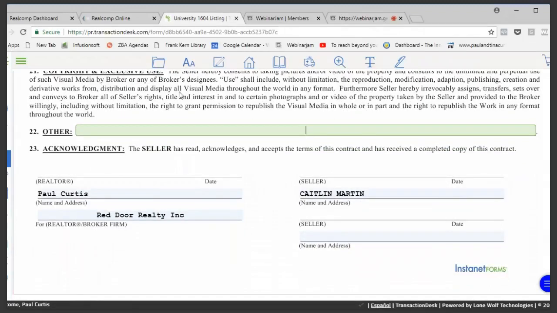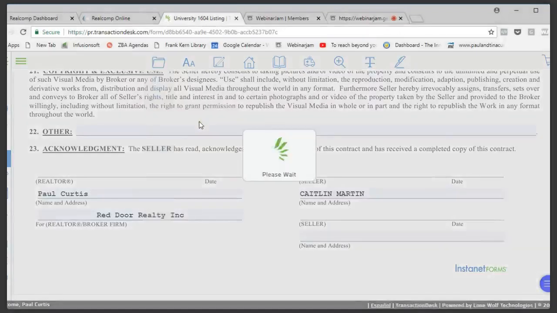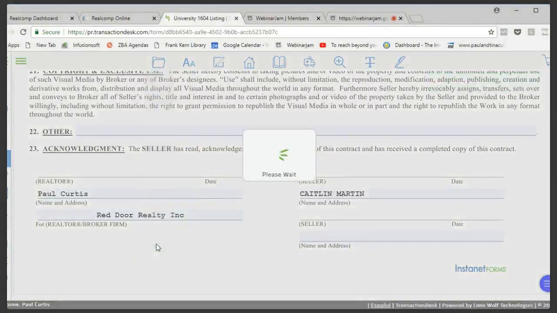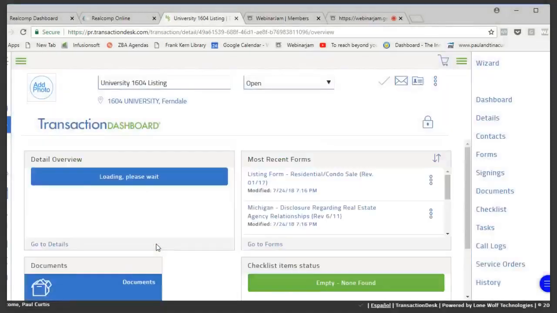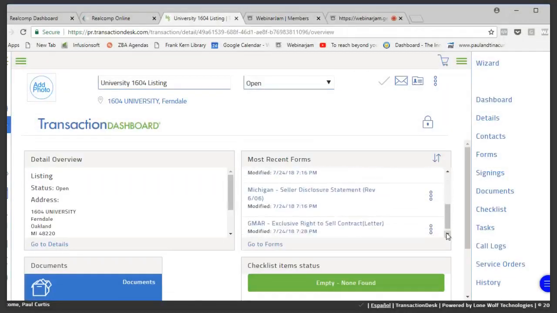Okay, we're all done with our exclusive right to sell, or ERTS. We're going to save. Oops, we'll go to save. Save in our information. We're going to exit this form and we're going to go to our next form. Okay, our second form is going to be our seller's disclosure statement.